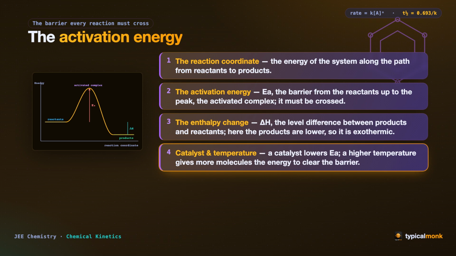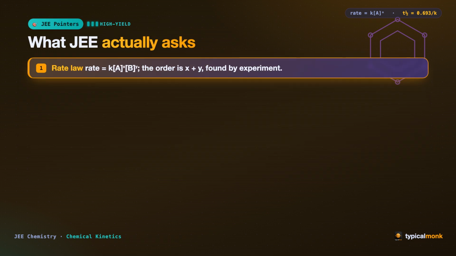Now what JEE actually asks. Five pointers. One. The rate law. Rate equals k times [A] to the power x, [B] to the power y.